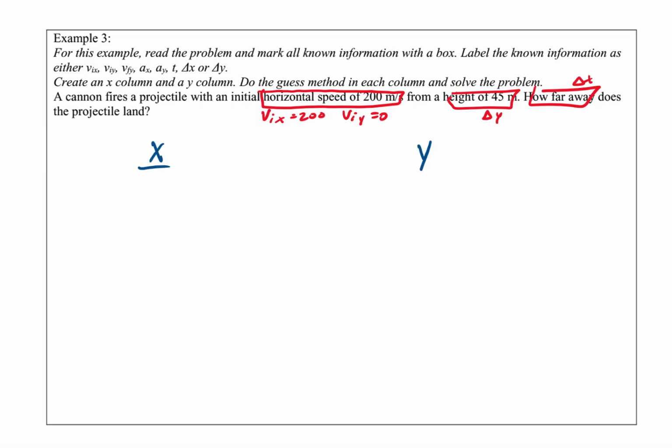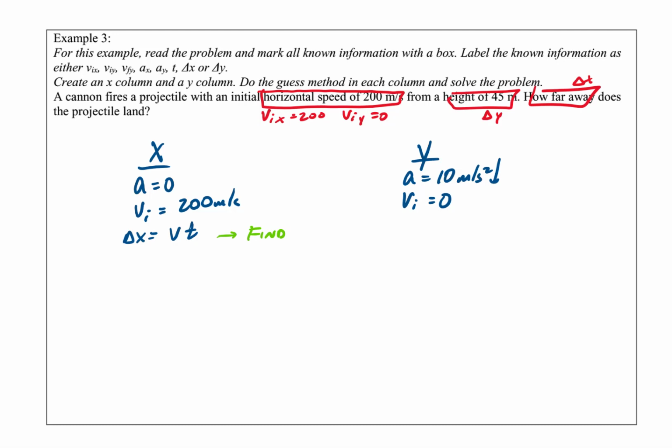So, x column and y column. The acceleration in the x direction is 0 always because gravity does not pull in the x direction. The acceleration in the y direction is 10 meters per second squared down. The initial velocity in the y is 0. The initial velocity in the x is 200 meters per second. The delta x is going to be velocity times time. That's what happens when the acceleration is 0. In the y direction, in order to find delta x, I need to find the time in the y direction first.